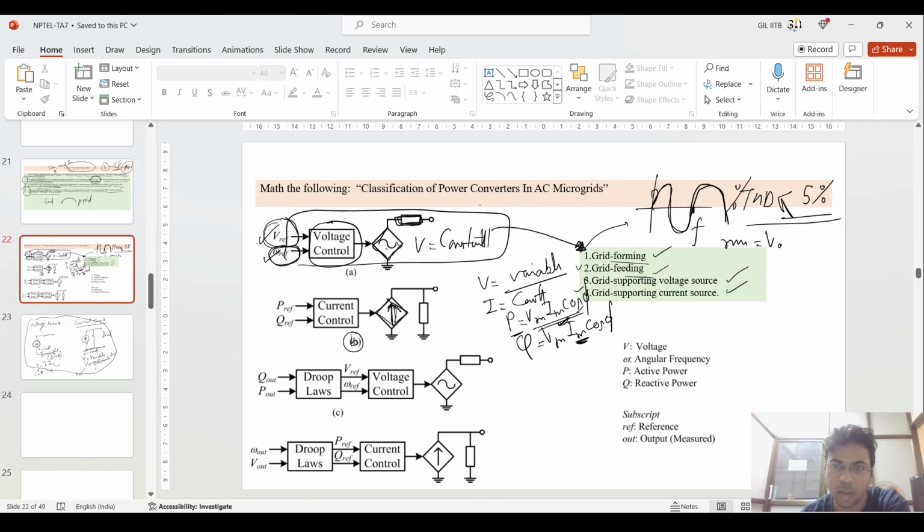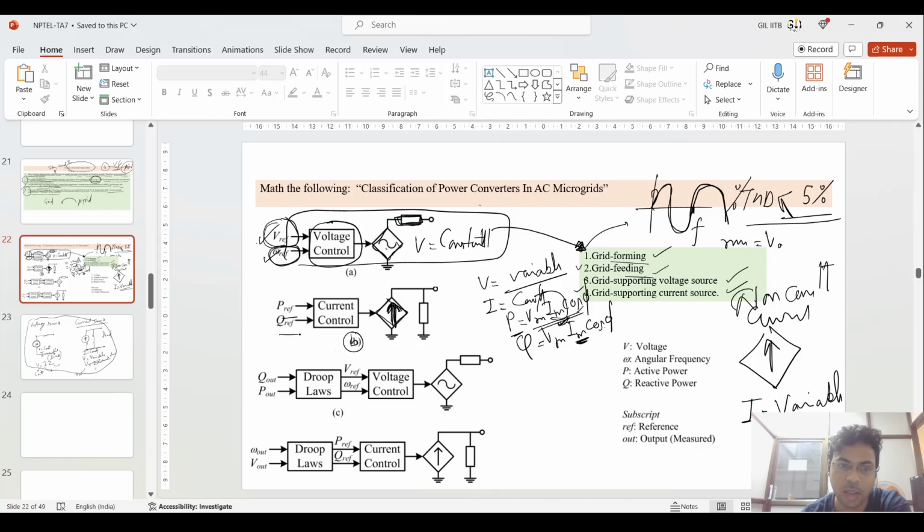If you see this, current feeding mode is there, what can it give? Current is here, and it can supply any amount. This is not a constant current, it is a non-constant current. Grid feeding mode is there, it is just a kind of current source, but the current is variable, varying, not a constant.